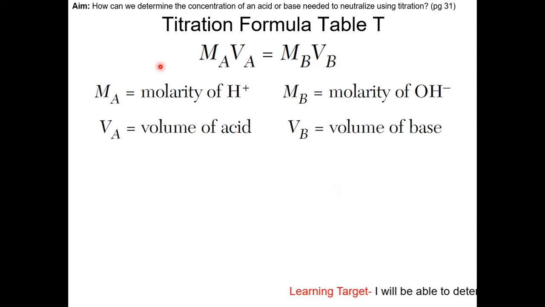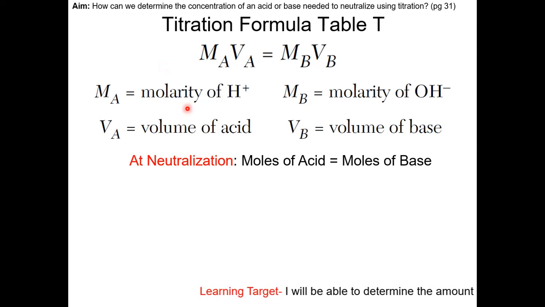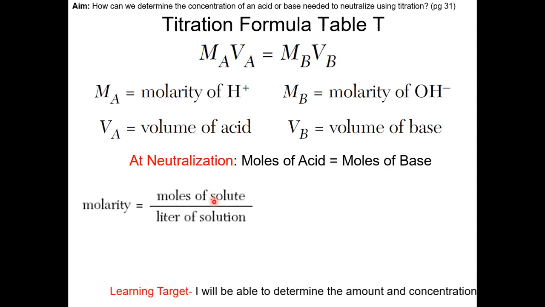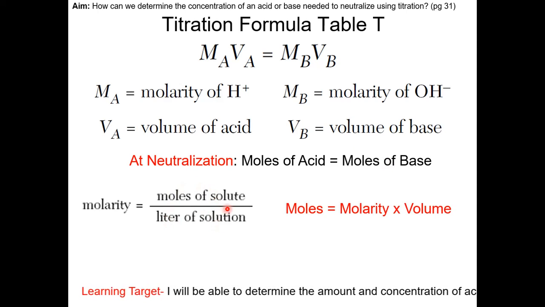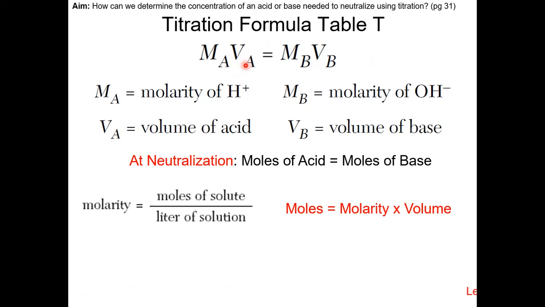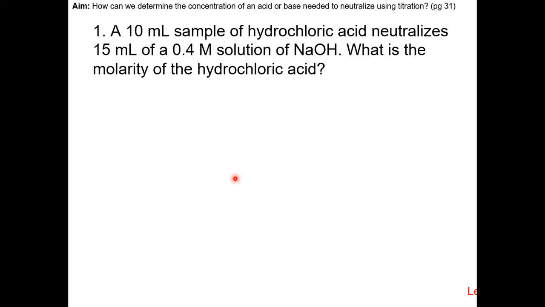Now we're going to go over the calculations involved in titration. Let's go to the equation on table T on your reference table. At neutralization, moles of acid is equal to moles of base. We know molarity is equal to moles of solute over liters of solution. If we rearrange this equation, we get moles is equal to molarity times volume. If we substitute this equation into this one, we can see that moles of acid is equal to moles of base at neutralization. Let's look at some examples.